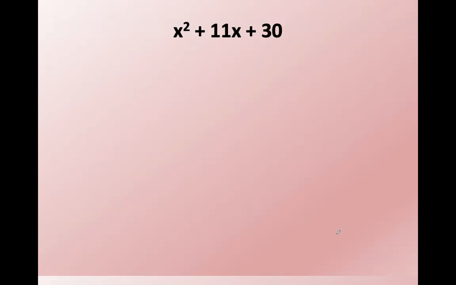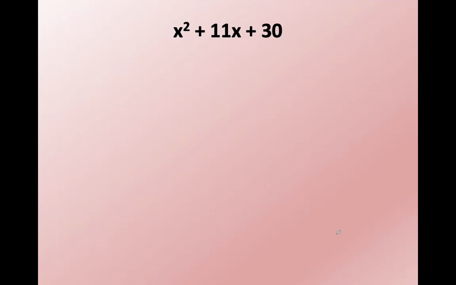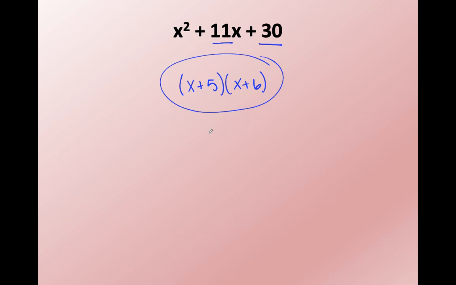Okay, before we move on to the next type, let's give this example a try on our own. The two factors that multiply together to give you 30, but add together to give you 11 are 5 and 6. Therefore, our binomial factors are x plus 5 and x plus 6.